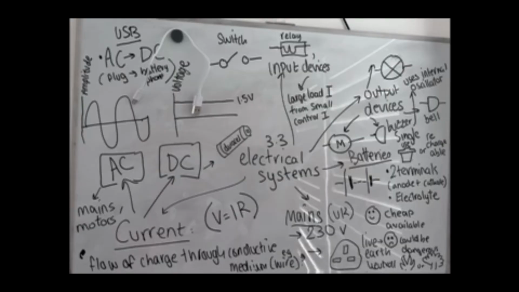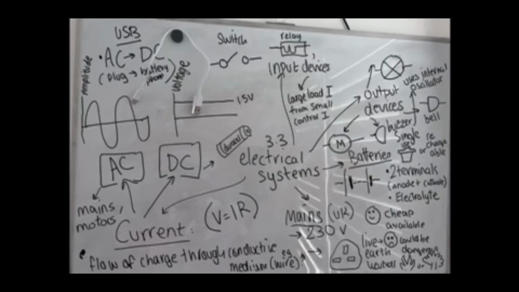And now we looked at how in systems there are input and output devices. So let's look at some of them. In terms of the input devices, you have either the switch or a relay. A switch is used to control the current and allow current to flow through if it's closed, and stops current from flowing through if it's open.